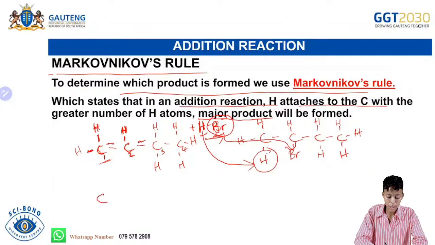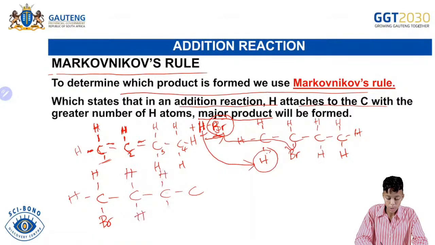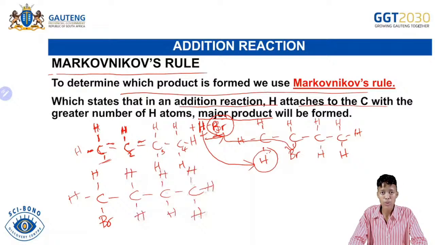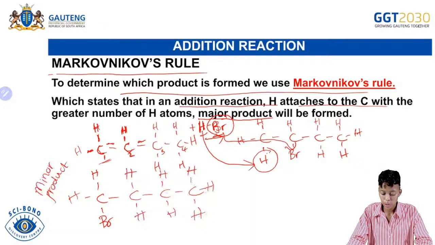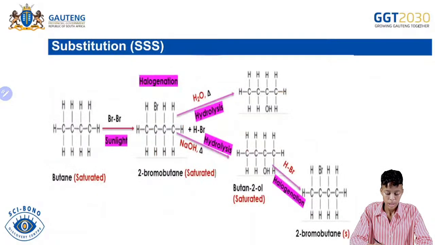So this will therefore be called a major product. But what if you now decide to swap them around, and you add the bromine on carbon number 1 and the hydrogen on carbon number 2? It means that you did not obey Markovnikov's rule. So if you decide to do it in this way, you have formed a minor product. But if you follow Markovnikov's rule, you have formed a major product. Okay. And then we have your substitution reaction.